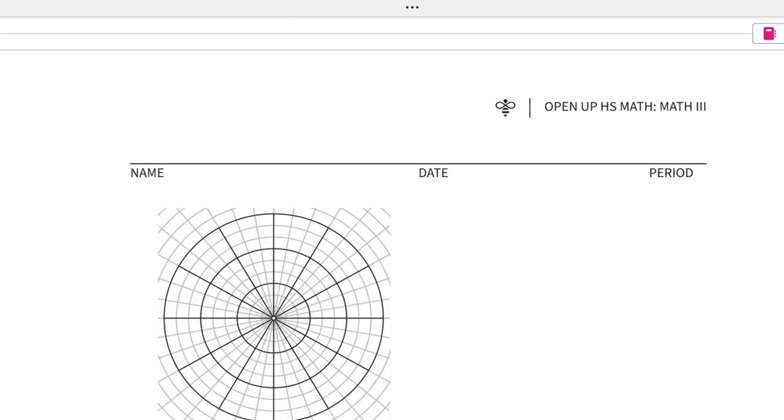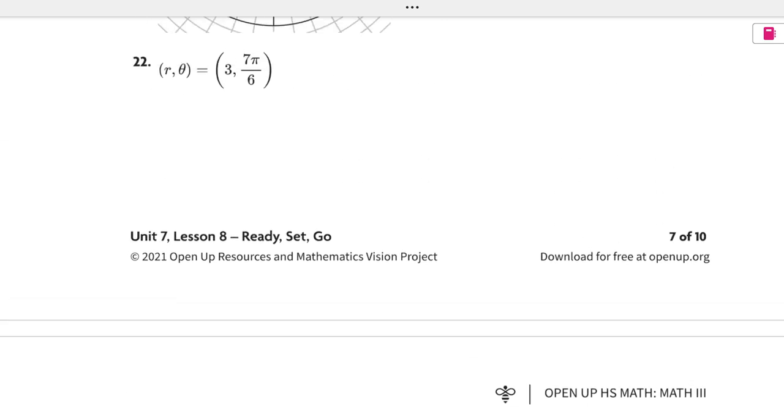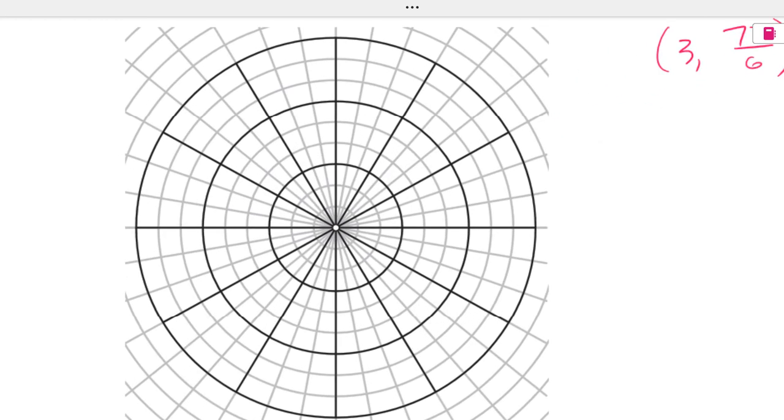Okay, so 3, 7 pi over 6. I'm going to rewrite that. 3, 7 pi over 6. So 7 pi over 6, well, here's pi. So 7 pi over 6 is right here, right? Remember, the pi over 6 is the same as a thirty degree angle, so those are always going to be closer to the horizontal axis. And 1, 2, 3.